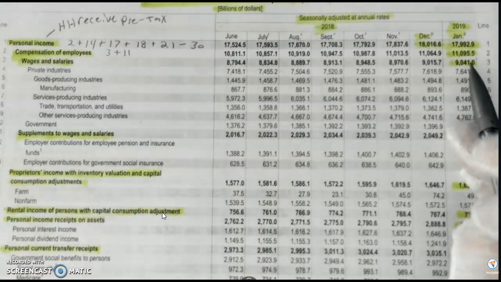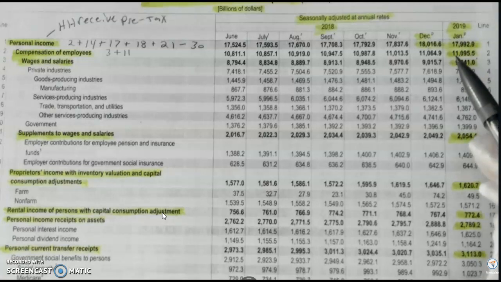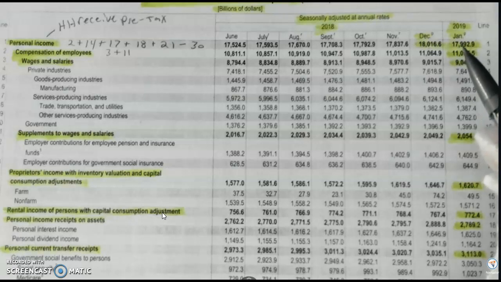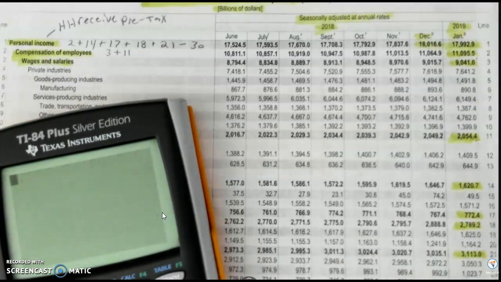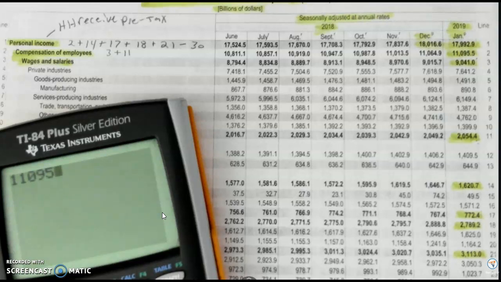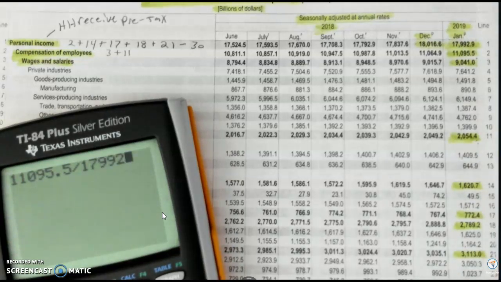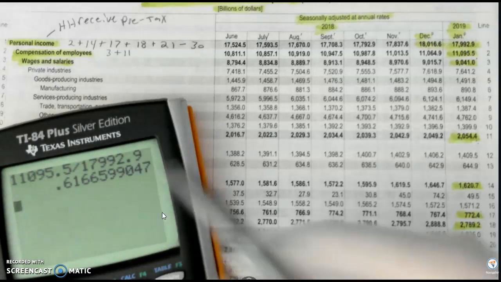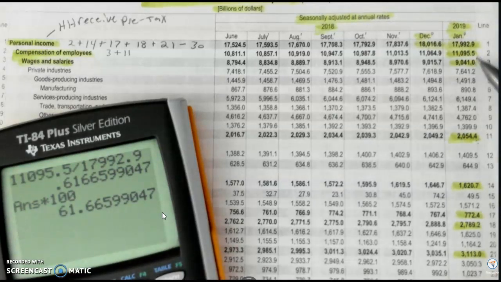Okay? Another thing that we may want to do is calculate the relative slices of the pie. For example, personal income is the pie, but what if we want to know how much of personal income is represented by compensation of employees? Well, we just use a basic percentage calculation. So we're going to take the compensation of employees, 11,095.5, and we're going to divide that by the total, 17,992.9. Okay. So if we want to convert it into a percentage, that gives us about 61.7%. So 61.7% of all personal income came from compensation of employees.